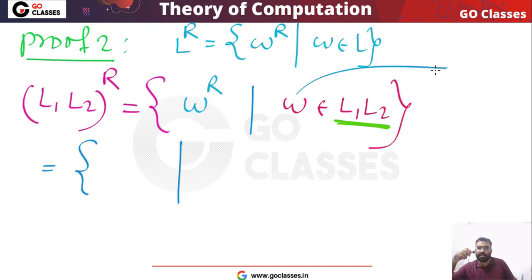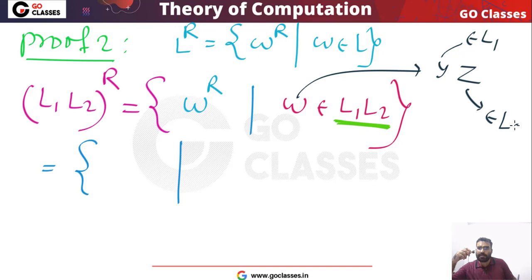What does it mean that W belongs to L1 L2? It means this W has two parts. The first part is coming from L1, the second part is coming from L2. So this W is YZ, such that Y is coming from L1 and Z is coming from L2.